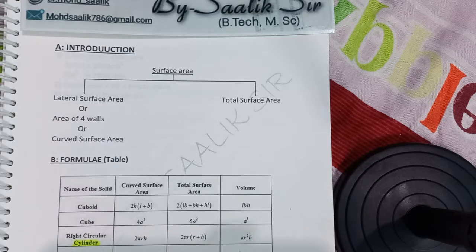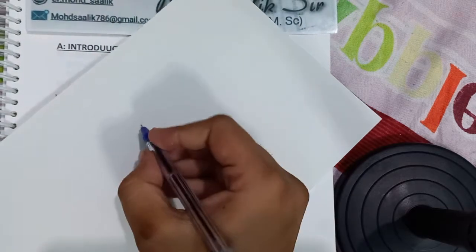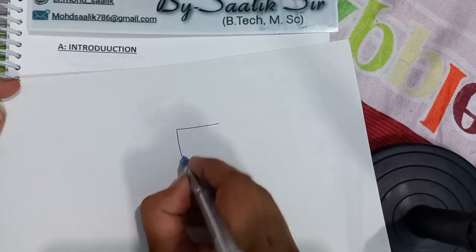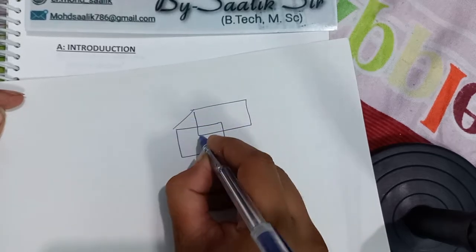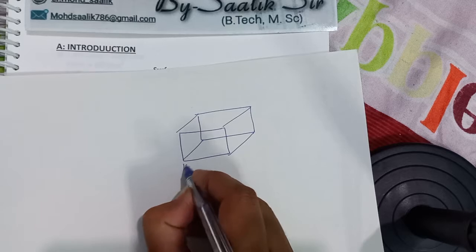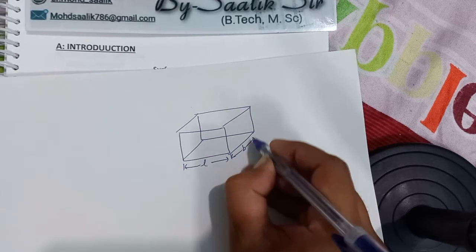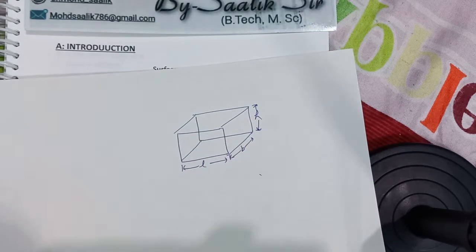Let's see what the cuboid is. I am taking one rough page here. An eraser is a cuboid, your classroom is a cuboid, your duster is a cuboid, and sometimes your pencil box or lunch box is also a cuboid. Here this is length L, this is breadth B, and this is height H.